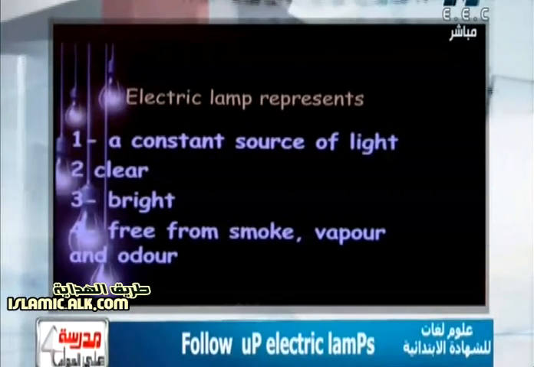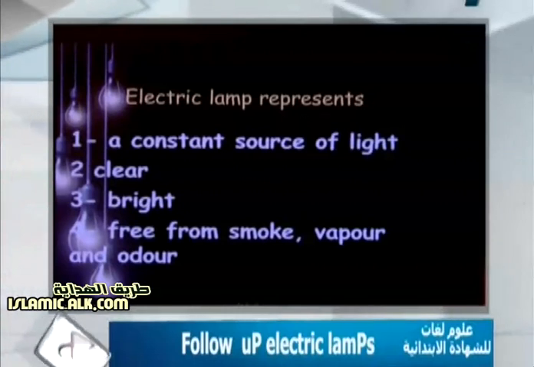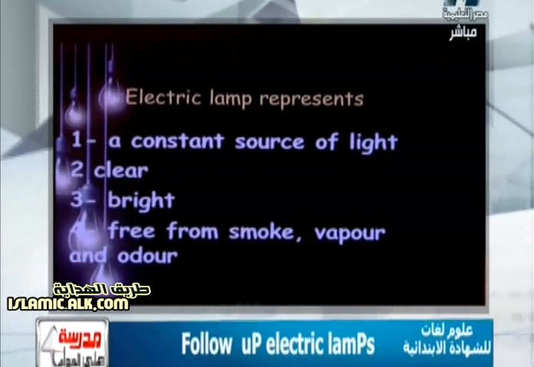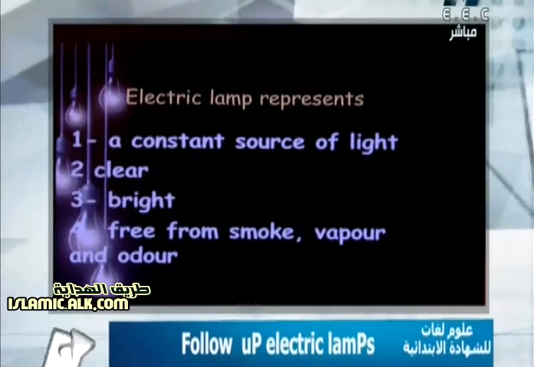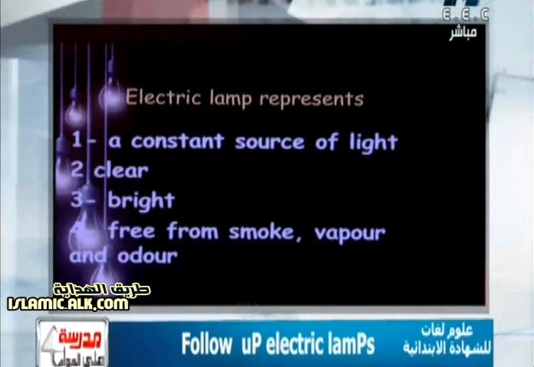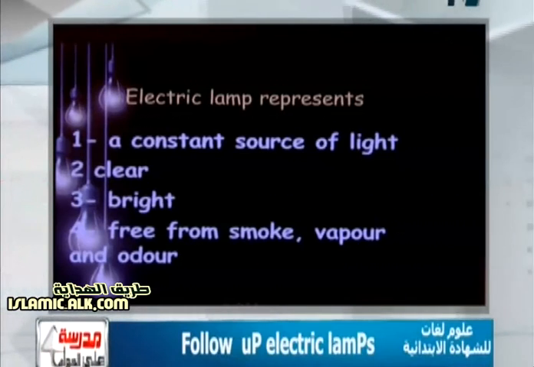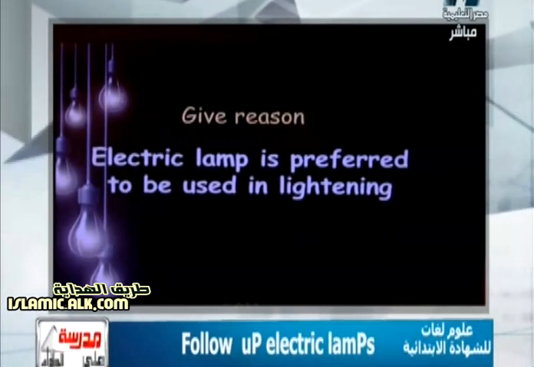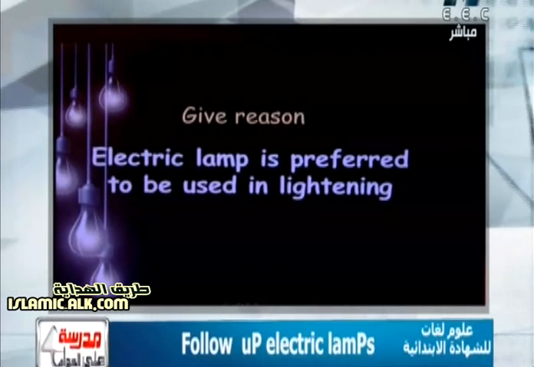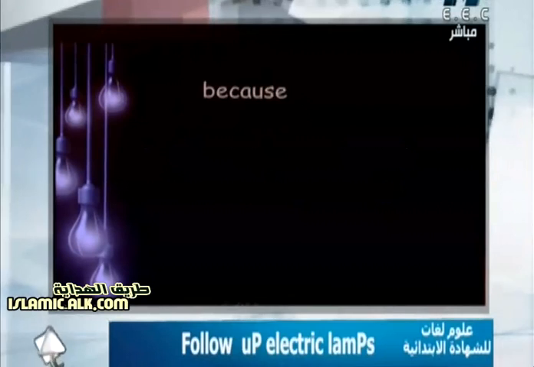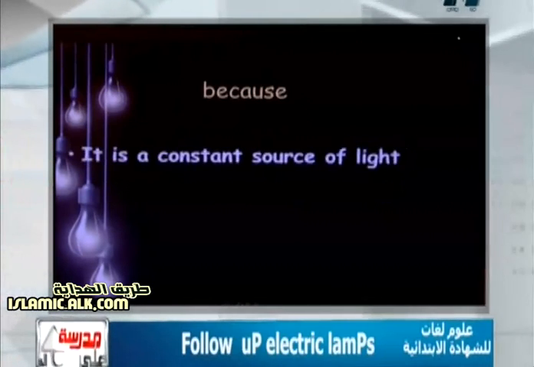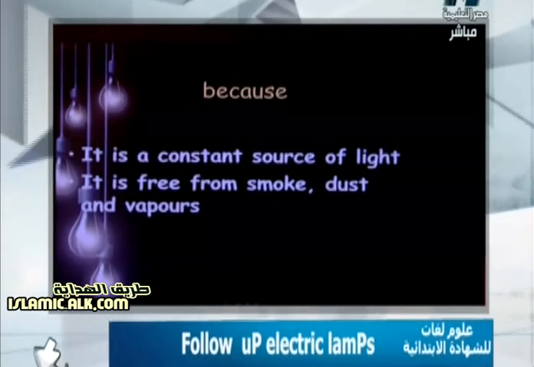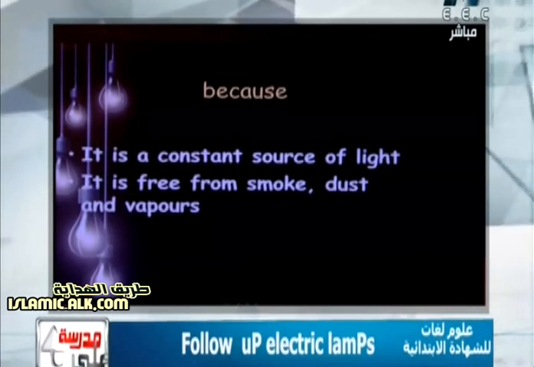Here I can give more than one answer to the question. I can say because the electric lamp represents a constant source of light, it is clear and bright, and at last, it is free from smoke, vapors, and odors. So I have a give reason in this question. Give reason says that the electric lamp is preferred to be used in lighting. So I have many answers: because it's a constant source of light, and also it's free from smoke, dust, and vapors.